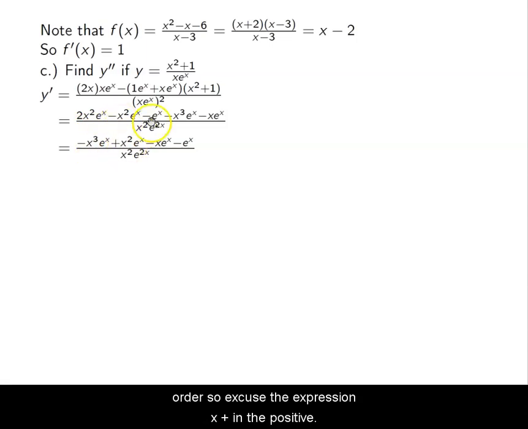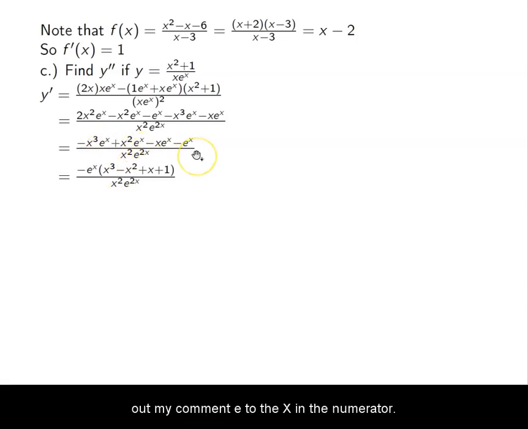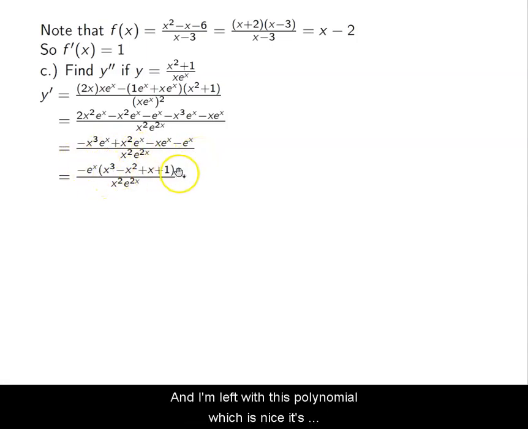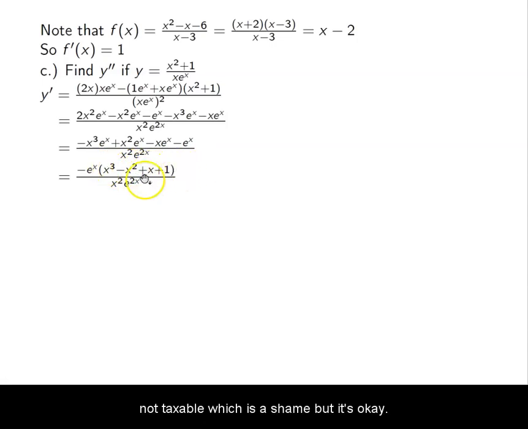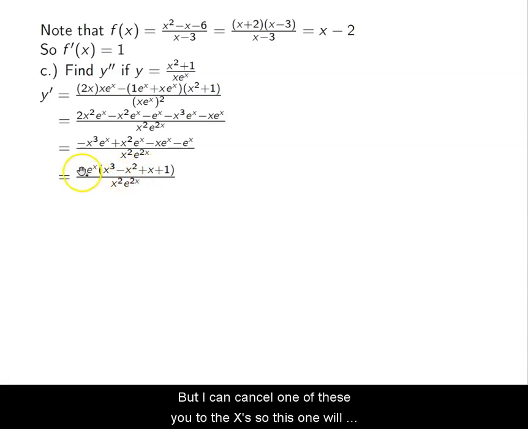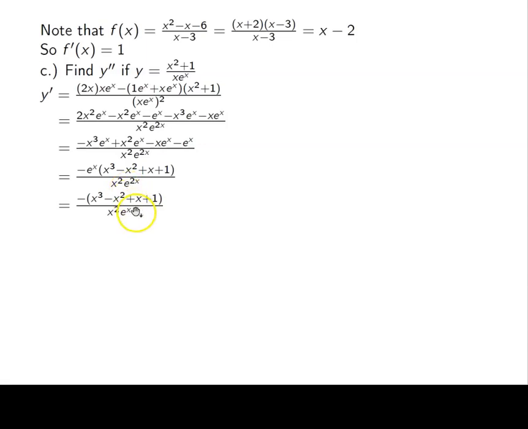So x cubed, x squared, the x, and then the positive, and then I have my denominator. So now I'm going to pull out my common e to the x in the numerator, and I'm left with this polynomial, okay, which is nice. It's not factorable, which is a shame, but it's okay. You can try to factor if you want, and you'll notice that you can't, but I can cancel one of these e to the x's. So this one will cancel. It'll be left negative on the outside, but this will turn into x squared e to the x on the bottom. Okay.